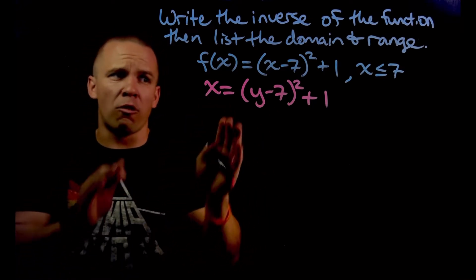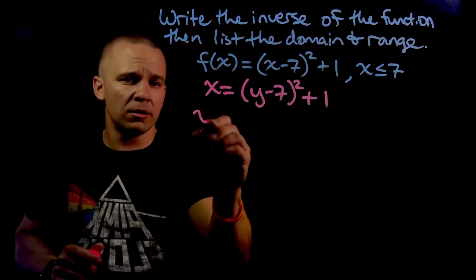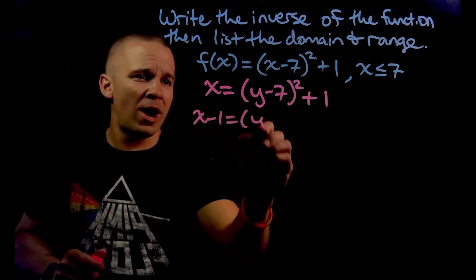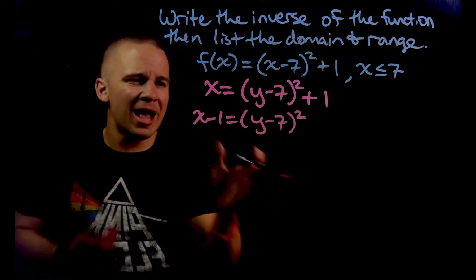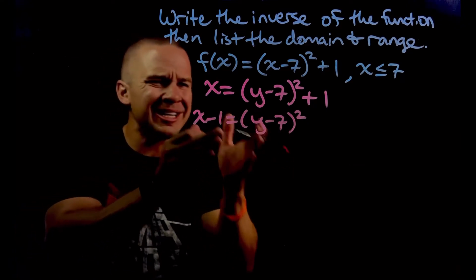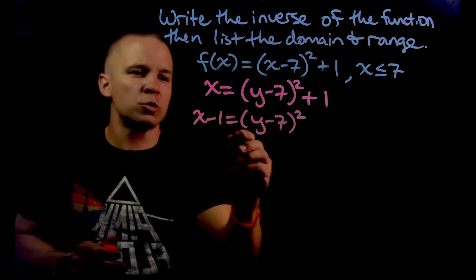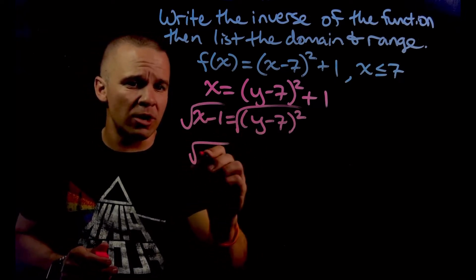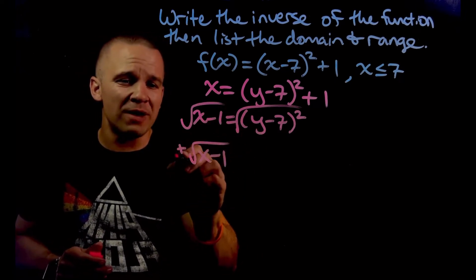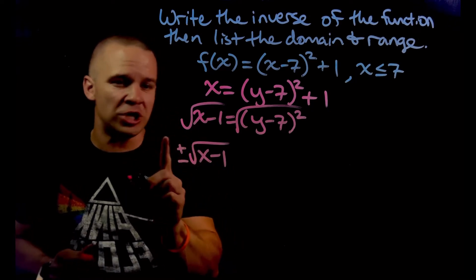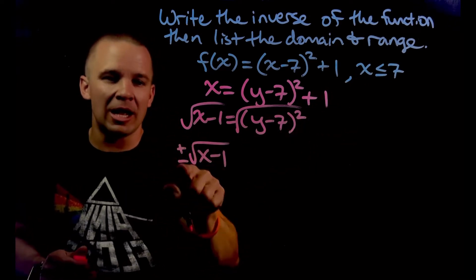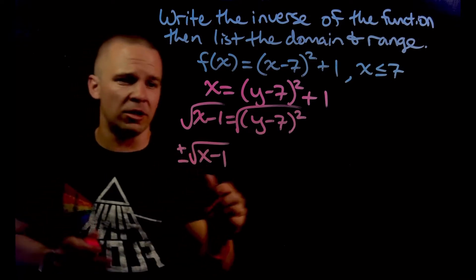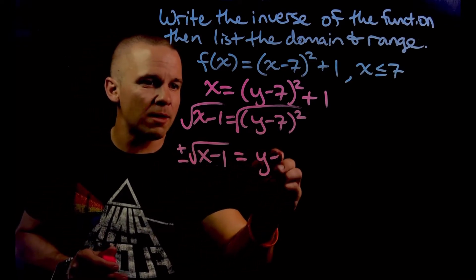I need to solve for y. So I'm going to subtract 1, and I'm going to have y minus 7 quantity squared. I just want to get to that y. How am I going to do that? How about square root on both sides? So now what I have is the square root of x minus 1, but I do have a plus or minus here. We're going to have to make a decision as to whether it's positive or negative in a little bit. Equals y minus 7.